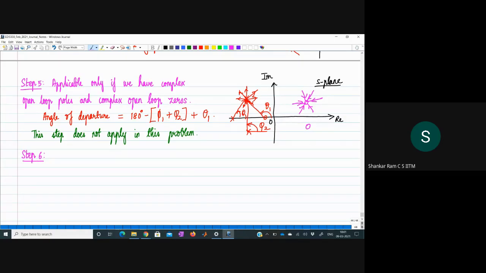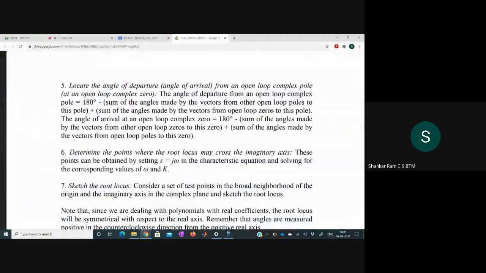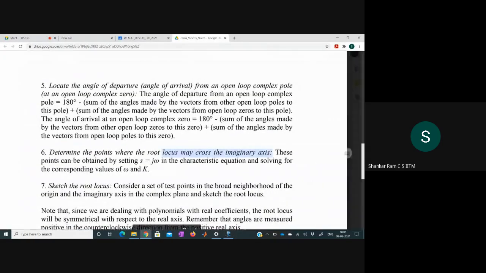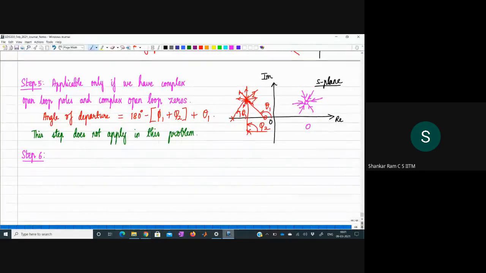Step 6 is to determine what are called the crossover points. What are the crossover points? These are the points where the root locus crosses the imaginary axis. These are important points because the imaginary axis plays a very critical role. The imaginary axis separates the left half plane from the right half plane. The left half plane is very important because we want all the closed loop poles to lie in the left half of the complex plane for system stability.